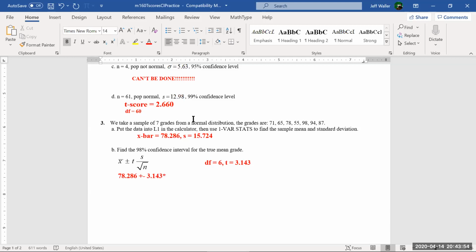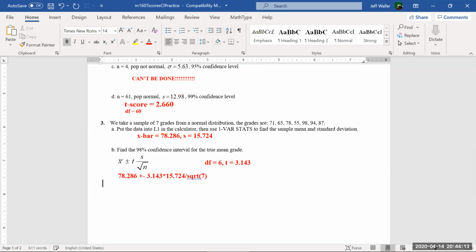So times, where'd you go, standard deviation? 15.724 divided by the square root of n, which is 7. And one big mistake is people put 6 here. People put the degrees of freedom. The formula says n, right? The formula says n. So put n there.